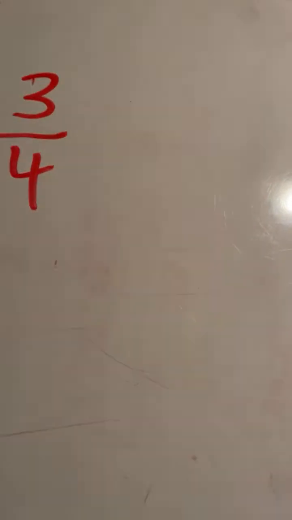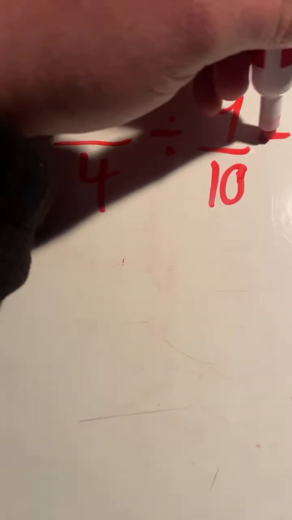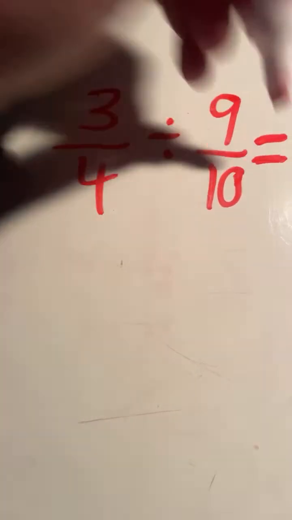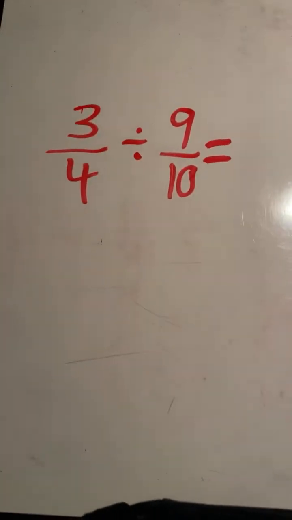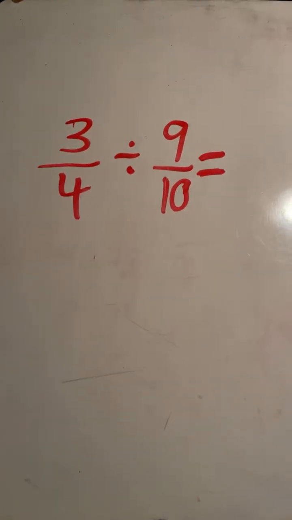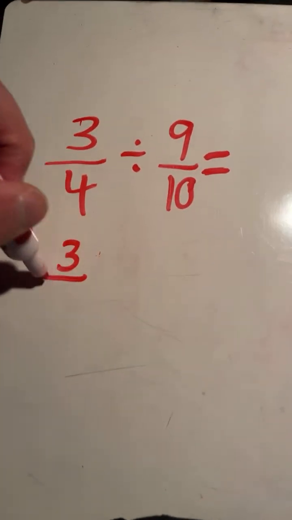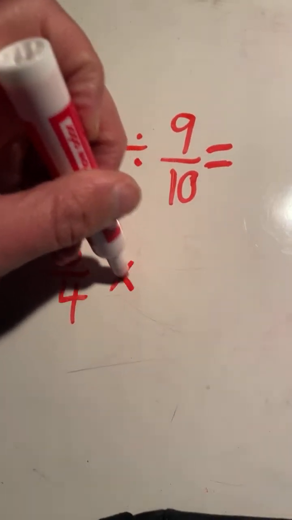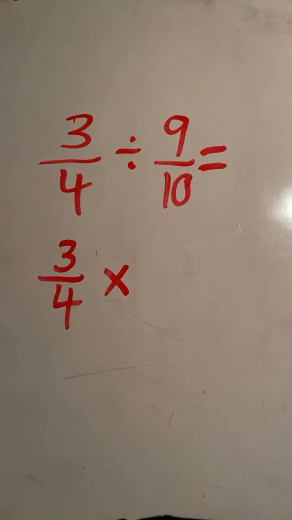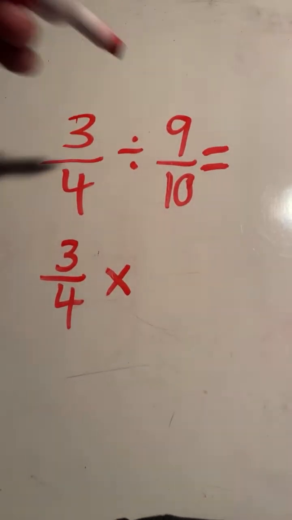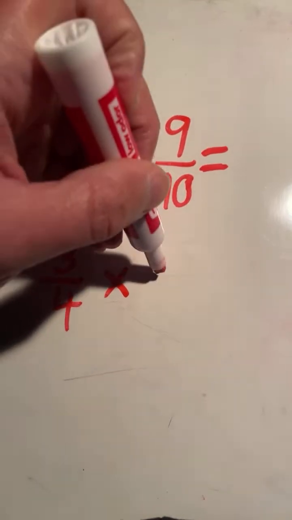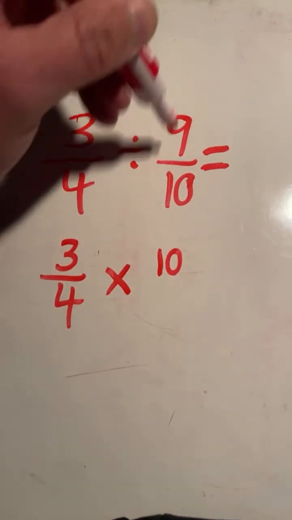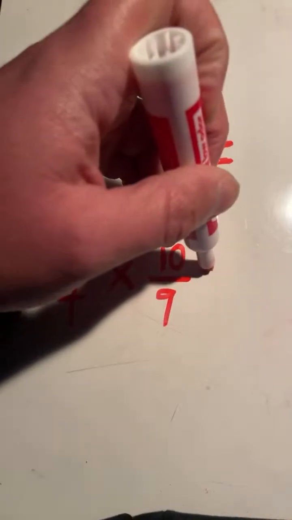Alright, 3/4 divided by 9/10. That's our next example problem. So step 1, we keep 3/4. We keep that exactly the same. Step 2, changing the division sign to a multiplication sign. And step 3, we flip the second fraction. So our denominator becomes our numerator, and our numerator becomes our denominator.